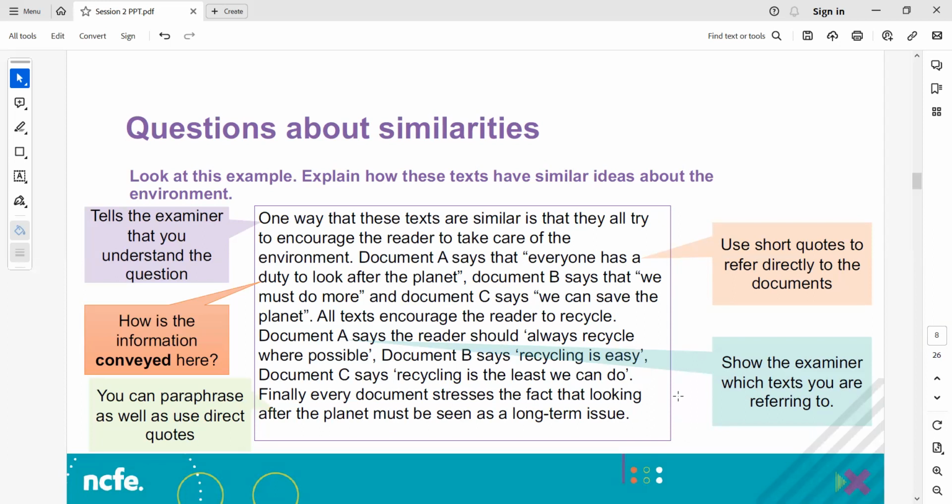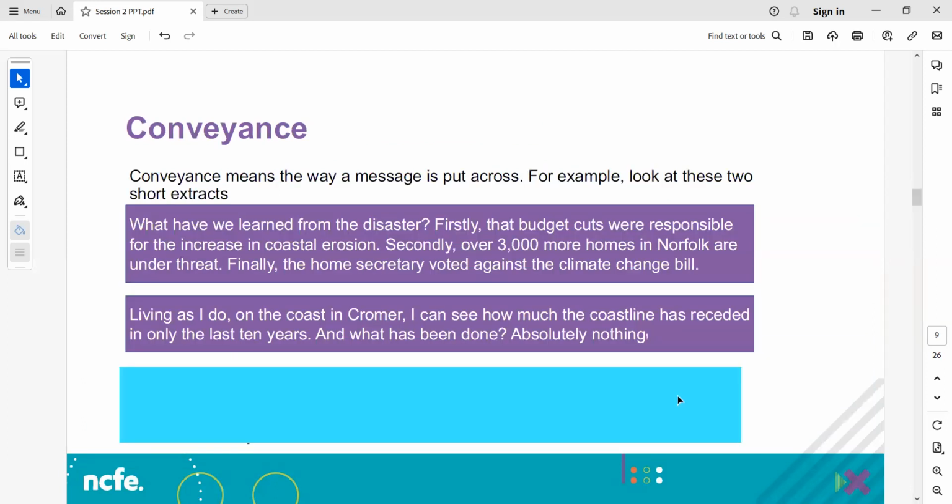So we can see there we've got showing an understanding of the question, using short quotes. The person has identified the documents they're referring to with their quotes, and they've also paraphrased the general ideas from the documents or texts. Okay, so that's a way that you can answer the questions.